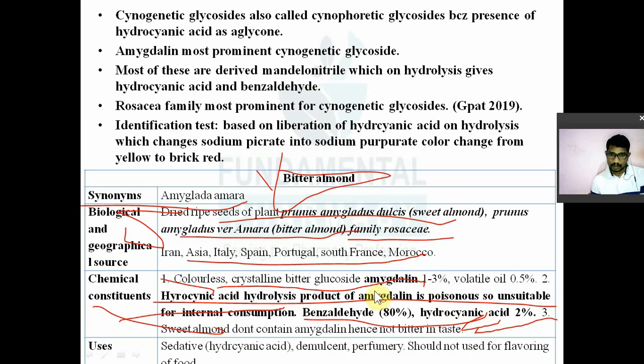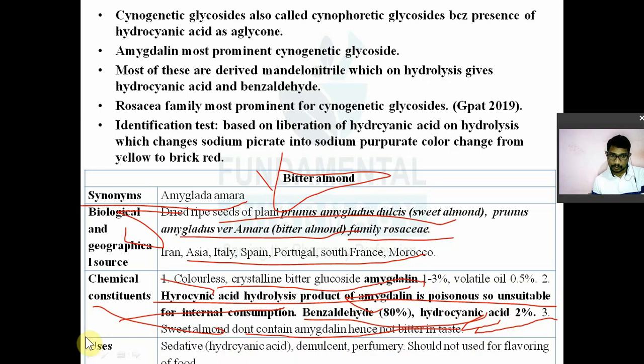Hydrolysis product: what is the hydrolysis product of amygdalin? Hydrocyanic acid and benzaldehyde. So amygdalin gives you benzaldehyde plus hydrocyanic acid after hydrolysis. Sweet almond does not contain amygdalin and hence is not bitter in taste. What is the use of this bitter almond?